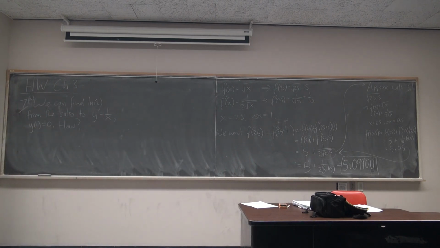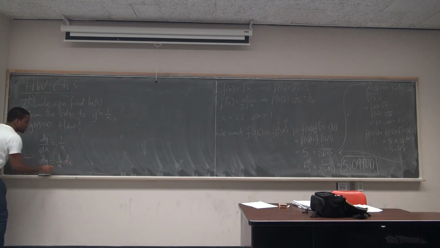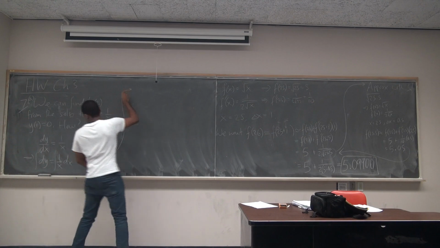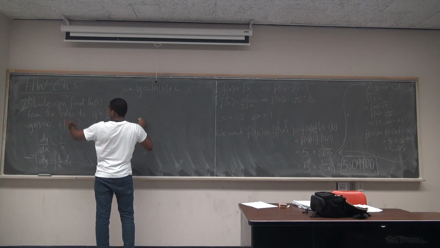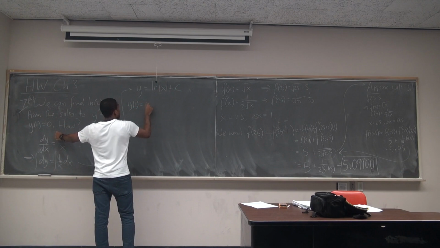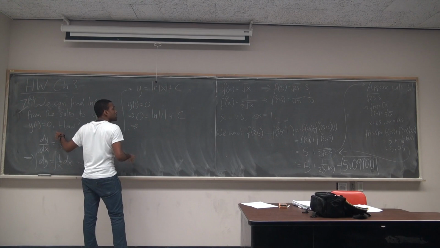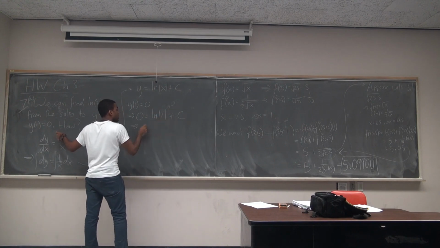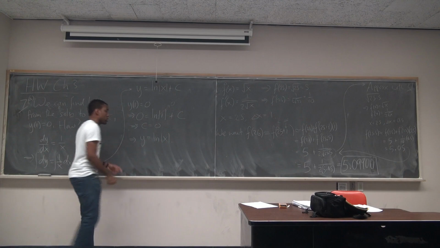You have to separate the variables. So here I have dy dx is equal to 1 over x. This means that dy is equal to 1 over x dx. I can integrate both sides. So here I have y is equal to ln x plus c. And so now I apply the initial condition. y of 1 equals 0 implies that when I plug in x equals 1, I get y equals 0. What's ln of 1? Log of 1 is 0, which means that c equals 0, which means that y equals ln of x is the solution to this differential equation.